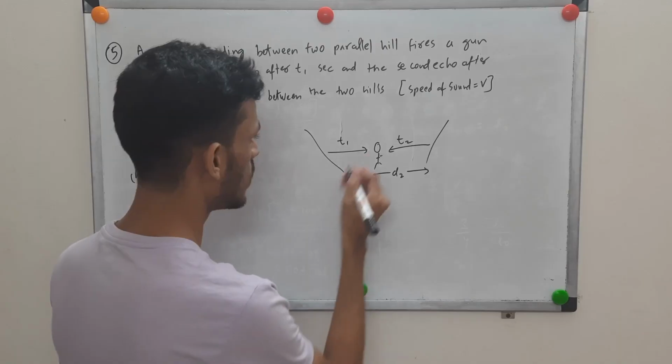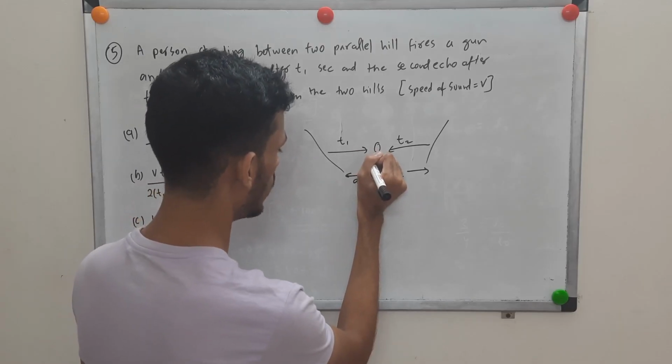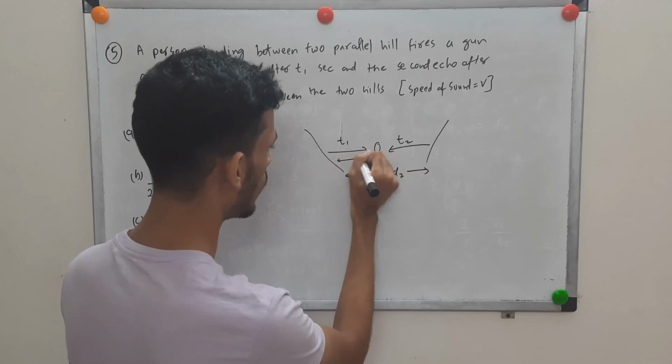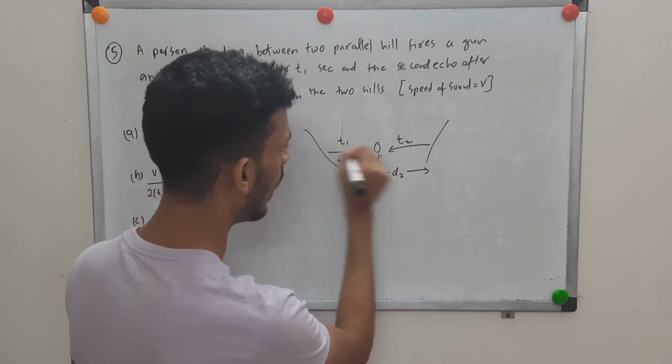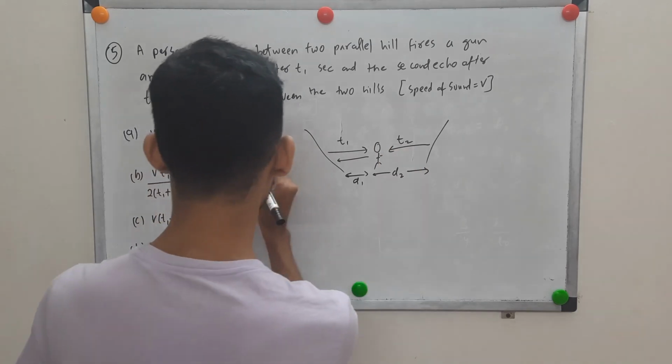So if you see, first the echo will go from here. The sound will go from here to here, hit the hill and come back, right? That is echo. So t1 is what?